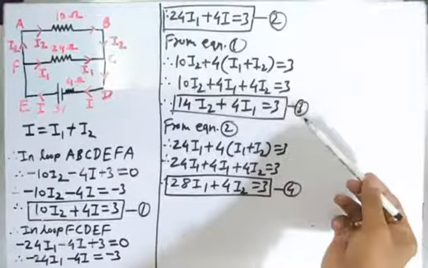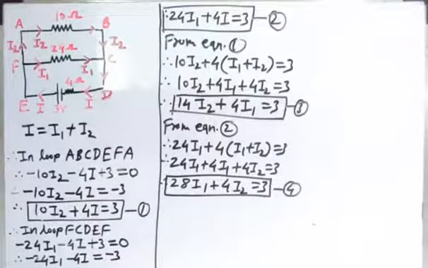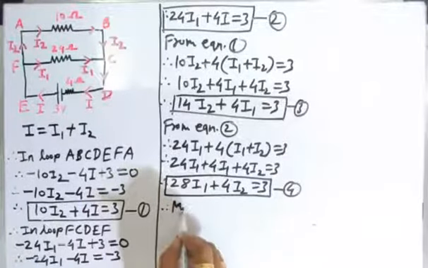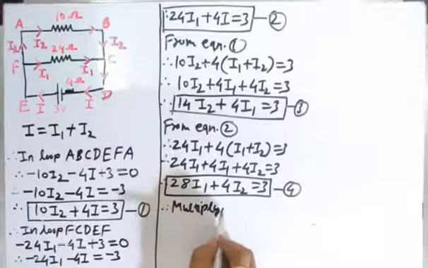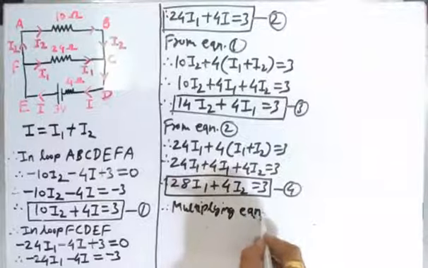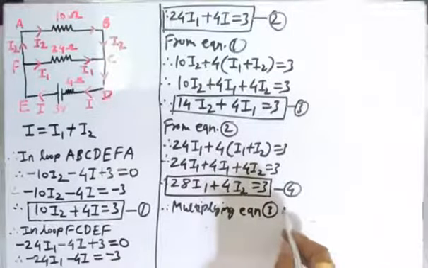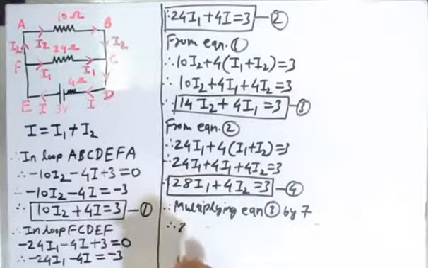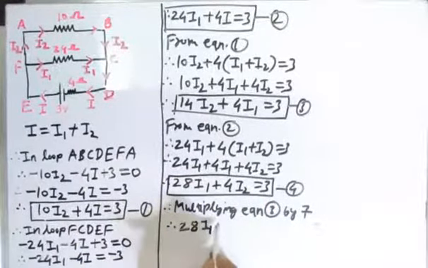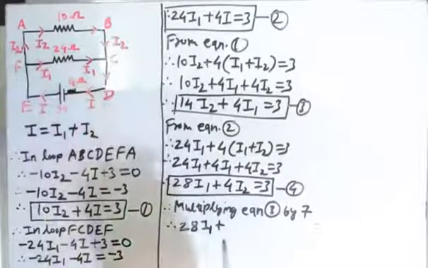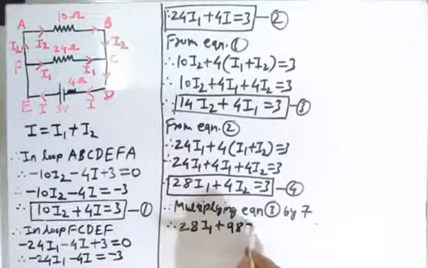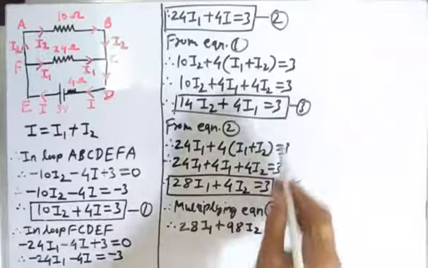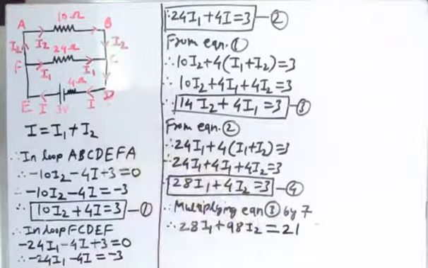Now, by using equation 3 and equation 4, we are going to find the values of I1 and I2. For that, we are going to multiply equation 3 by 7. Therefore, multiplying equation 3 by 7, 4 into 7, that is 28I1, plus 14 into 7, that is 98I2, is equal to 3 into 7, that is 21.